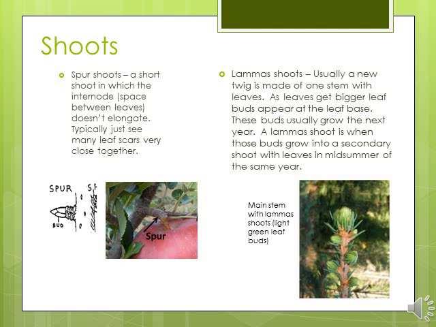A lammas shoot is essentially when a shoot grows, you'll get one shoot growing out for the year, and as the leaves on that shoot get bigger, a new little bud will appear at the leaf base. Usually this bud will grow the following year, but in a lammas shoot, the buds actually start growing into a new secondary shoot in the middle of the summer of that same year. So usually you'll see the first shoot coming on in the spring, and then the lammas shoot will grow midsummer rather than waiting until the following spring, when in most plants that secondary shoot would grow.